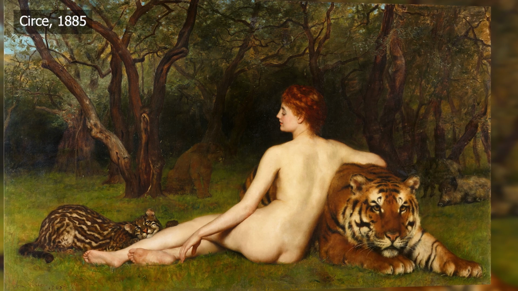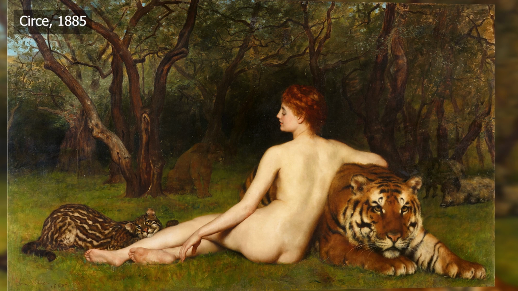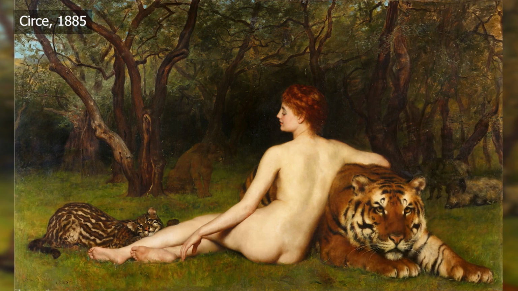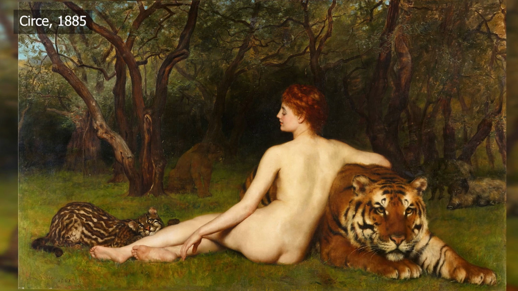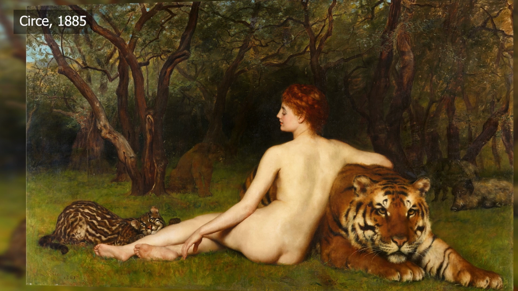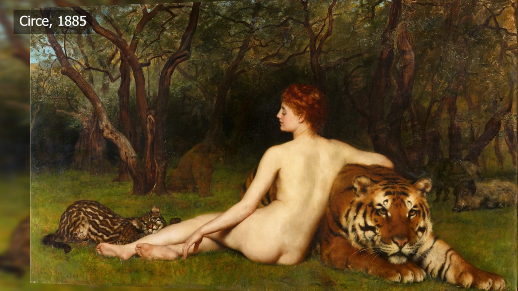Collier painted this work in 1885. We see the sorceress from the Odyssey, Circe, next to a tiger and a leopard. It seems she invites us to approach, but the darkness behind her is somewhat threatening.